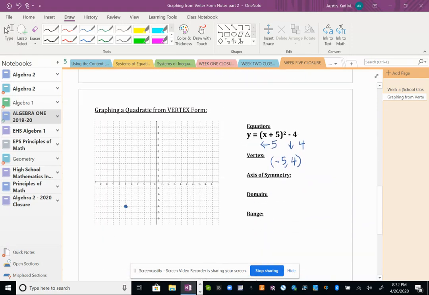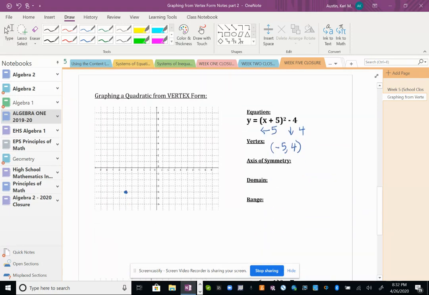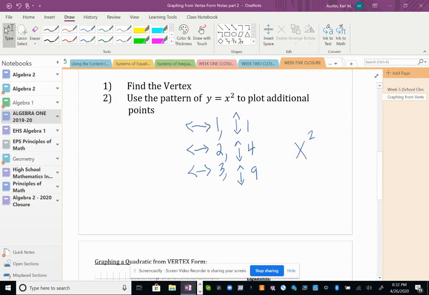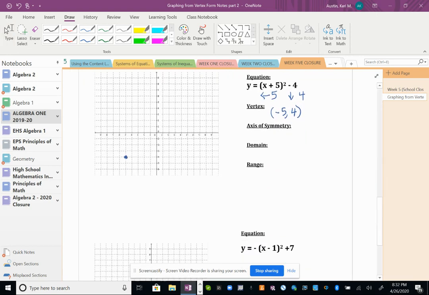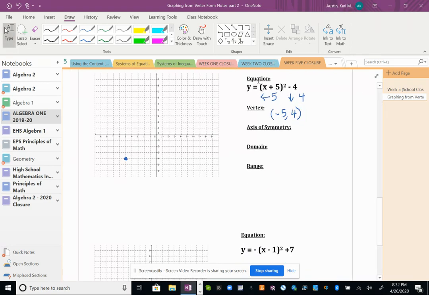Wherever the vertex is, well, I just found it. I'm now going to do this pattern. The pattern says walk 1 to the left and right and go up or down 1. Well, how do I know if I should go up or down? Well, you look in front here. This is positive. Since there's nothing there, we know it's positive.